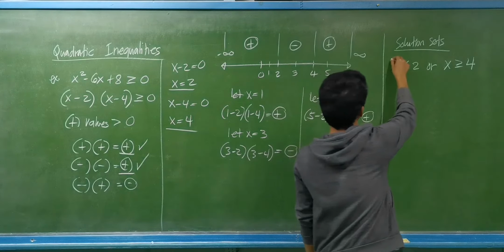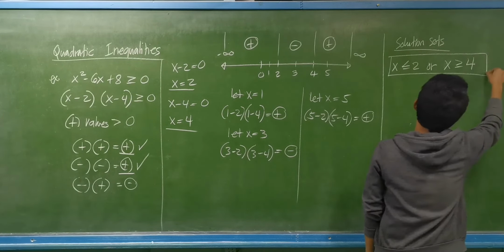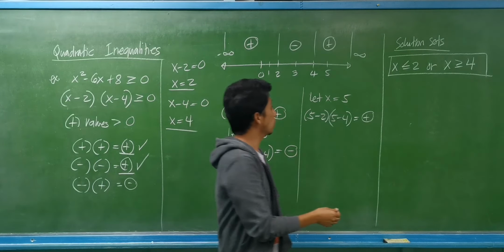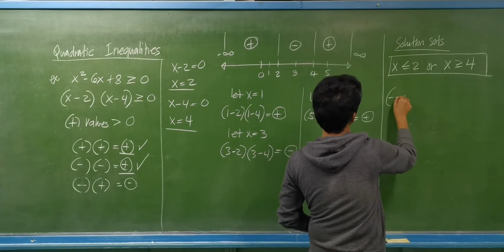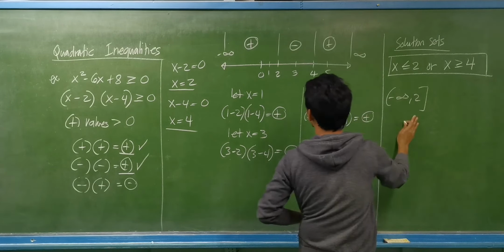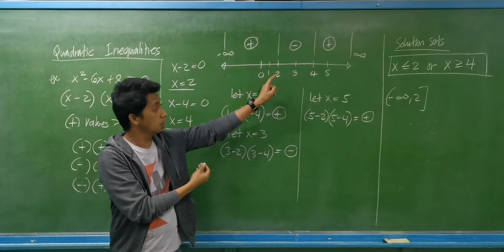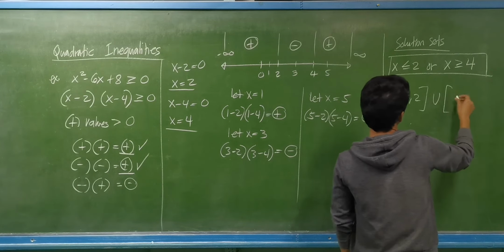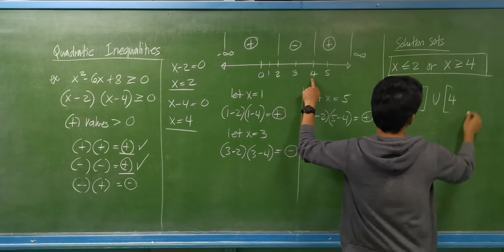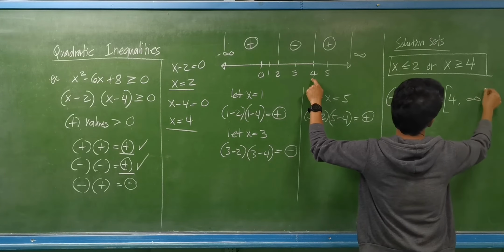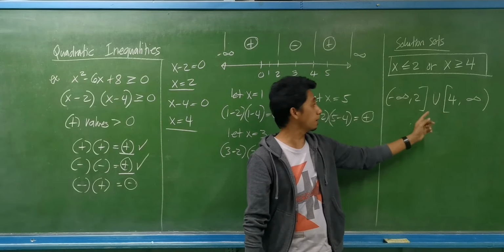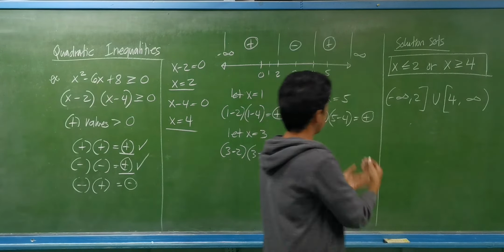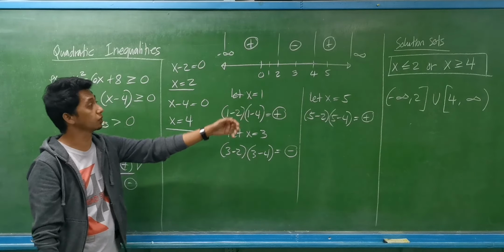In terms of inequality, that is x is less than or equal to 2 or x is greater than or equal to 4. In terms of interval notation, this is from negative infinity up to positive 2. Take note that 2 is included in our solution set. Then, or means union, that is from positive 4 up to positive infinity. And 4 is included. If the value is included, we are using a bracket. Okay, that is our solution set as inequality and interval notation.